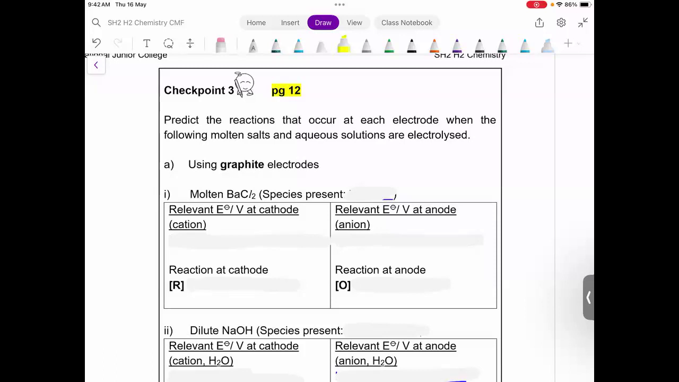Because metal can only be oxidized. Metal cannot be reduced. Cathode is where reduction takes place.